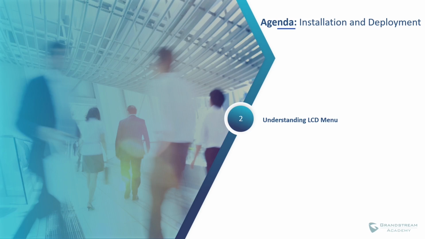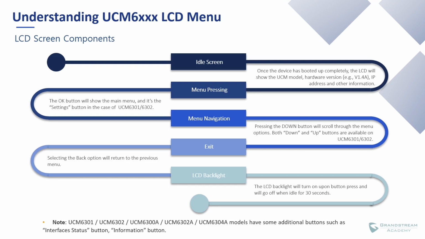We're going to learn in this section about the LCD menu of the UCM models and which settings can be configured from it. The first level is idle screen. Once the device has booted up completely, the LCD will show the UCM model, hardware version, and IP address. Upon menu key press timeout, which is 15 seconds, the screen will default back to this information. And pressing the down button will show the system time. The second level is menu pressing, and pressing the OK button will show the main menu. We're going to see together what can be found in the menu from the LCD in the next slide.